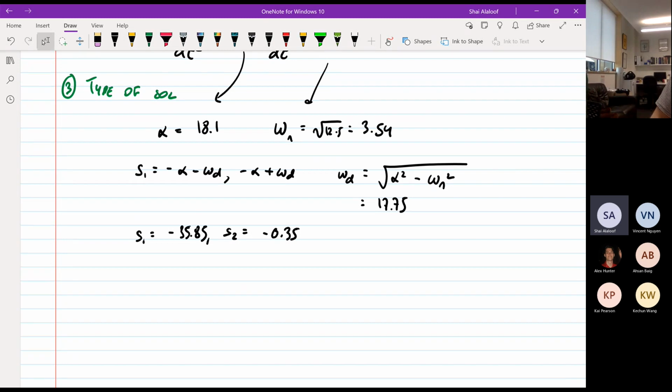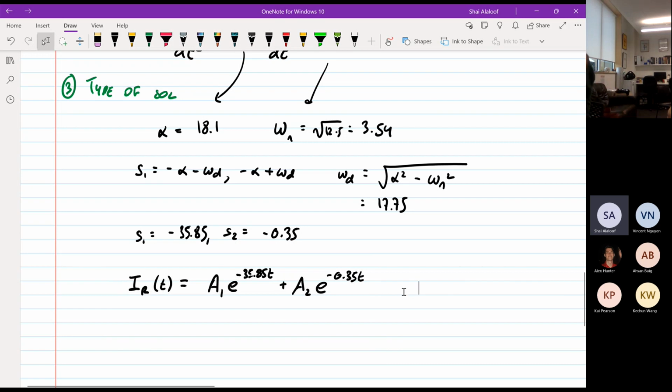Right. So what we have now is the solutions, and because it's overdamped, if you remember the equation, your solution will be some combination of exponentials where the powers in the exponentials are their roots. So A1 e to the minus 35.85t plus A2 e to the minus 0.35t. Okay. So that's your natural response.